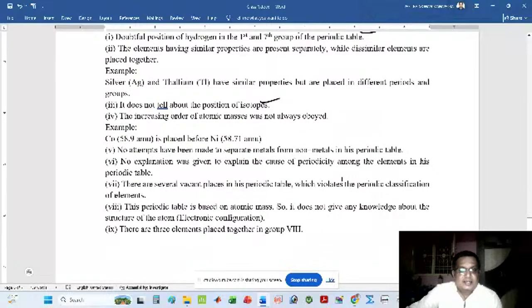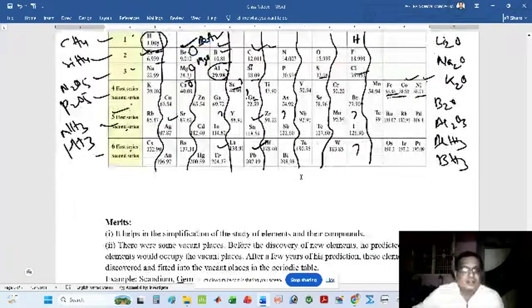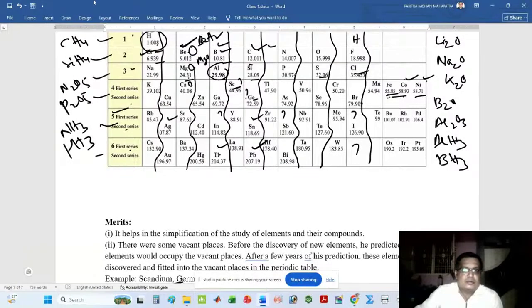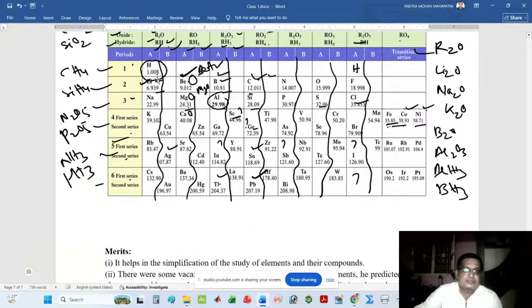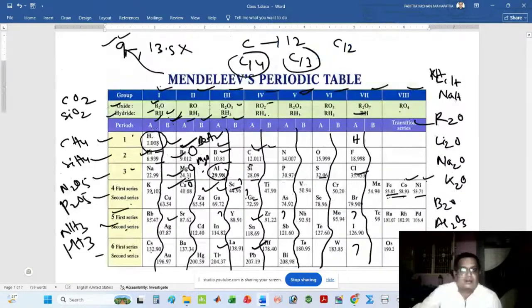Next, there are several vacant places in his periodic table which violate the periodic classification of elements. Obviously, look at that. If you think about this group, potassium, rubidium, cesium are found. Look at that. This is your gap. But if you think about subgroup B, this is your periodic table.